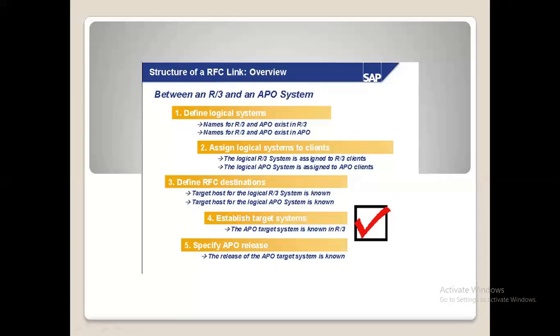How is the data transferred between ECC and APO? There are 5 steps to transfer data. That means to maintain a structure and an RFC connection between ECC and APO, we have to follow 5 steps. But all this configuration part, especially the structure for the RFC link and maintaining the RFC connection between ECC and APO, will be maintained by the basis system.